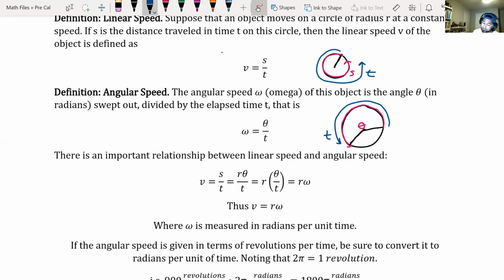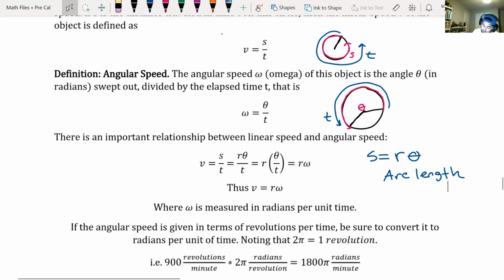So for this third equation, we take the linear speed equation, v equals s over t, and we input the actual formula for s. Remember that s was the formula for arc length, s equals r times theta. So we plug in r times theta over t, and then we separate it into r times theta over t. It just so happens that theta over t is the formula for angular speed, omega. So we get this new formula, v equals r times omega. We only use this when we see in the problem that we are revolving over a unit of time, radians per unit of time.